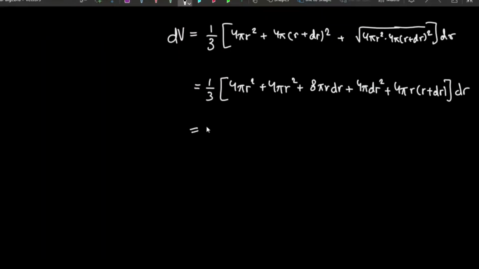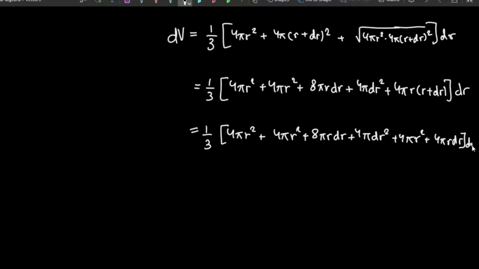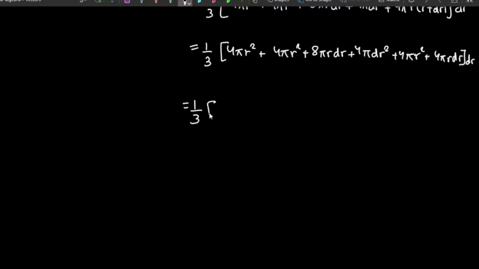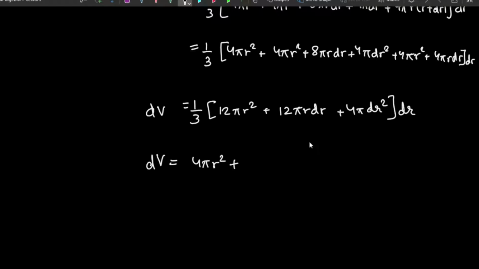So if we open this expression further, we get 1/3 of 4 pi r square plus 4 pi r square plus 8 pi r dr plus 4 pi dr square plus 4 pi r square plus 4 pi r dr, and the whole thing multiplied by dr. Now this becomes 12 pi r square plus 8 pi r dr plus 8 plus 4, that will become 12 pi r dr, and then we will have 4 pi dr square, and this entire thing is multiplied by dr. So then we can open dv into this kind of expression, which is similar to this.